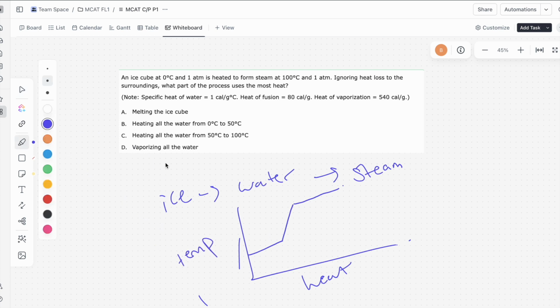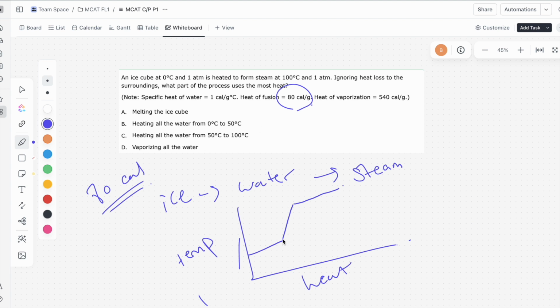All right. So when the ice is becoming water, what do we use? We use heat of fusion. So let's say we have 1 gram of this ice. When this ice is becoming water, it's going to take 80 calories for the entire thing to become water. So let's say we used 80 calories for that part.